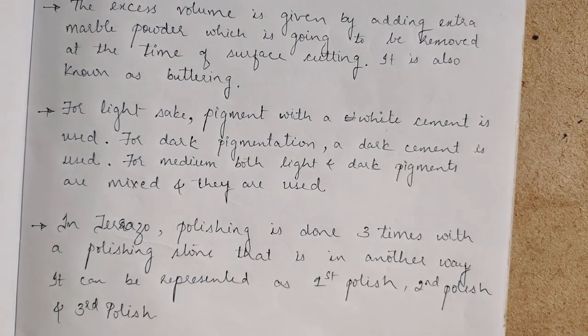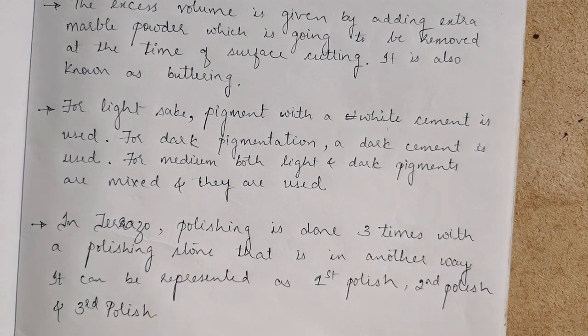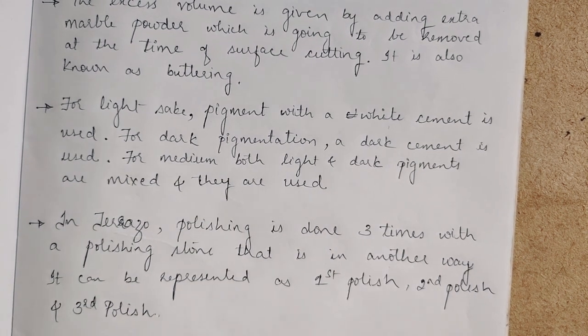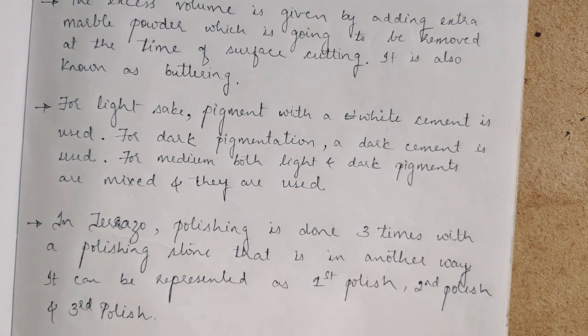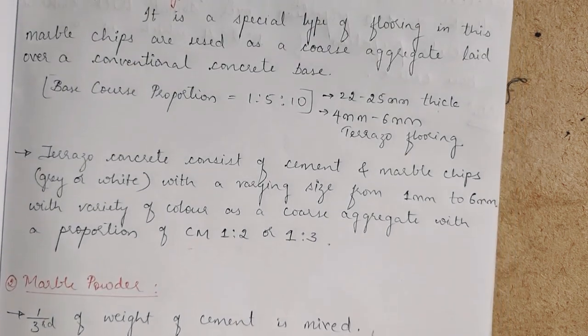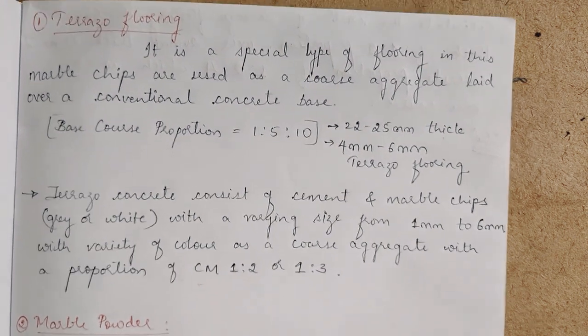Next, in terrazzo flooring, polishing is done 3 times with the polishing stone, that is, first polish, second polish and third polish. These are some points about flooring which I needed to discuss with you. We will take up the flooring, and another item, painting, in the next lecture.